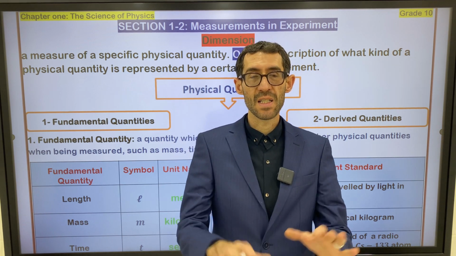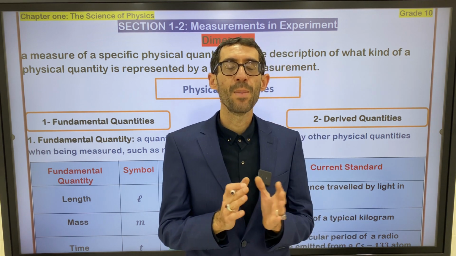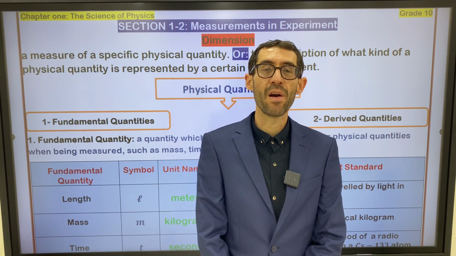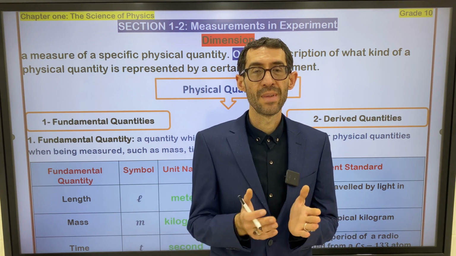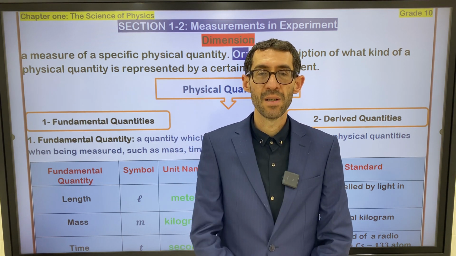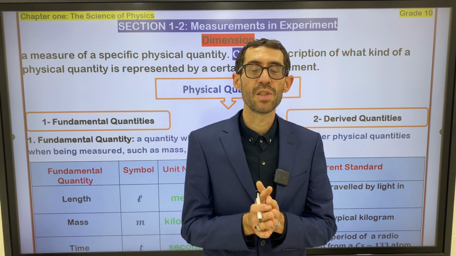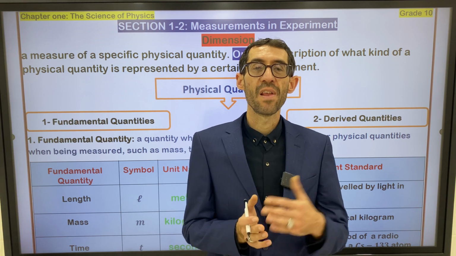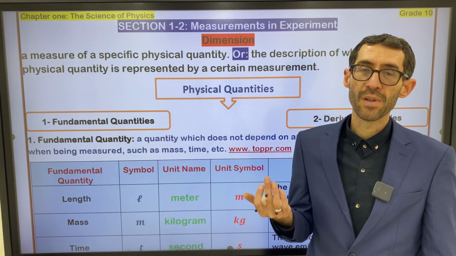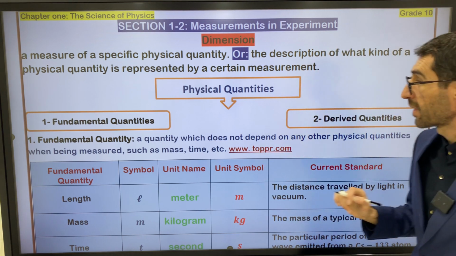For example, think about any room. How many dimensions are there within the room? We have 3 dimensions. We have length, width, and height, right? That's why by means of these dimensions, we can describe the room, which is a 3D object. Let me give you other examples for elaborating the subject.